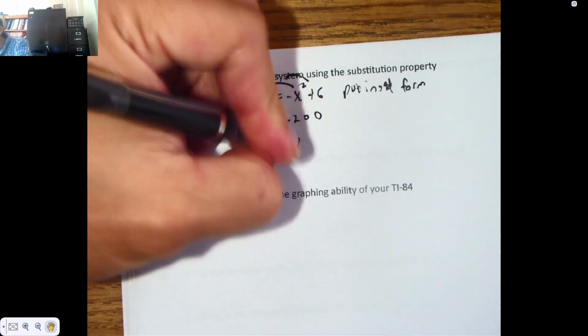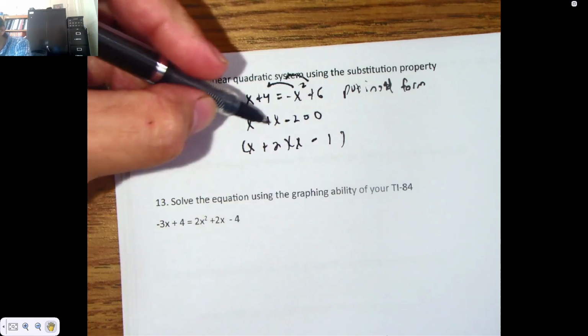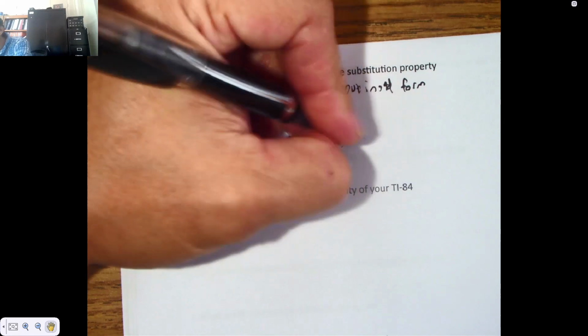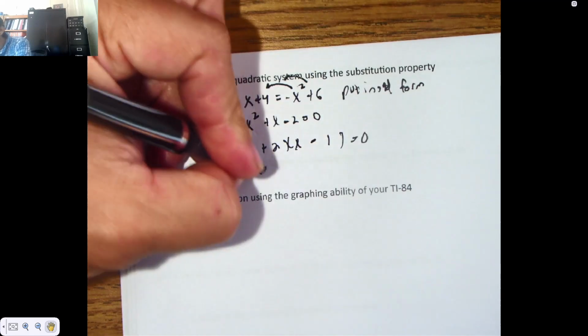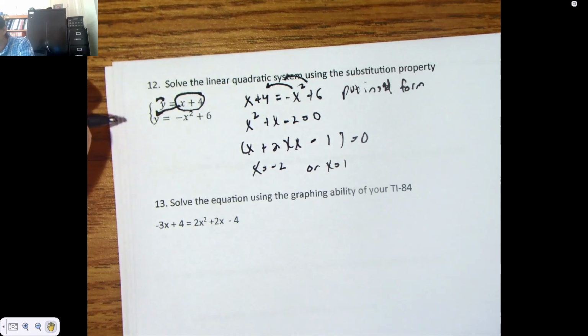And I feel like that's going to factor. It's going to take an x and an x to make x squared. Factors of 2 are 2 and 1. And if I add 2 and take away 1, I get the 1 in the middle. So I get that x is negative 2 or x is 1.